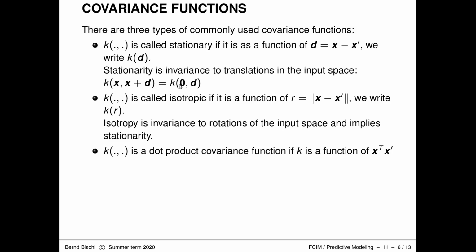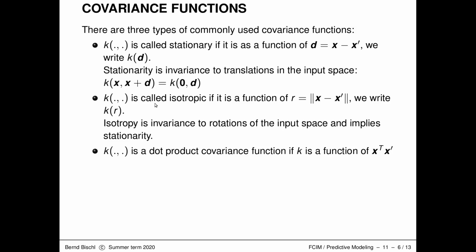And this doesn't change the correlation value. And that kind of implies that this is not a 2-argument function anymore. It's just a 1-argument function, which only depends on this d thing here.